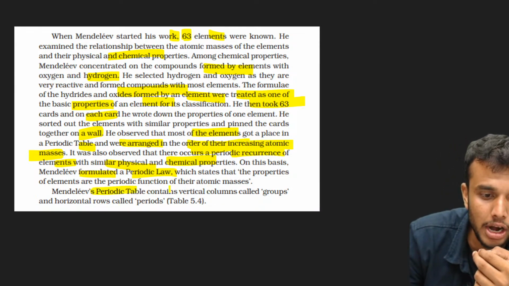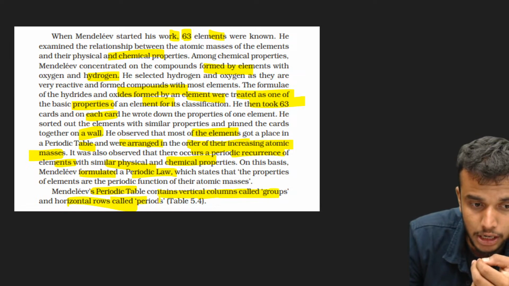Okay. Mendeleev's periodic table contains vertical columns called groups and horizontal rows called periods.